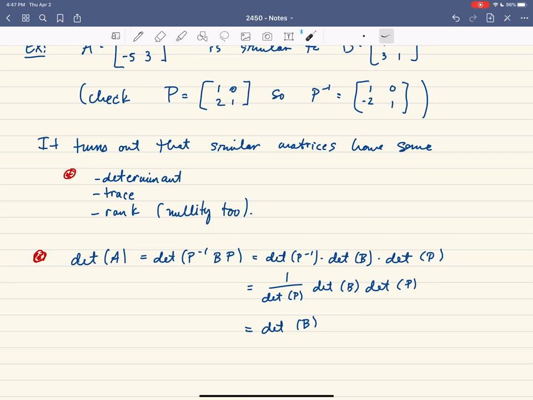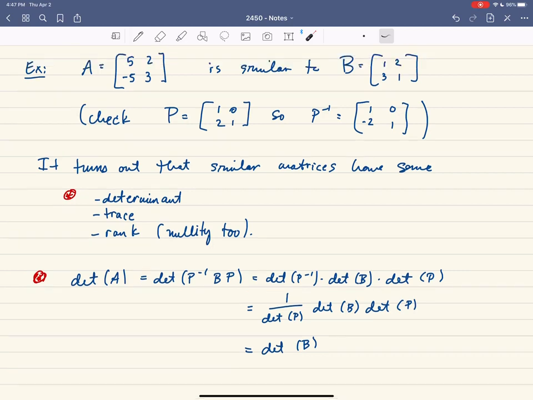The trace is proved similarly. The rank is a little bit more involved. There's a lot of subtlety here. It's actually really hard, if I give you two matrices, to determine whether or not they're similar. Certainly you can compute their determinants and their traces. And if the determinants and traces are unequal, that tells you that they must not be similar. But it's really hard, and even worse than that, even if you know that two matrices are similar, finding that matrix P is also really hard. So again, there's a little bit of subtlety here, but this is what similar matrices are.